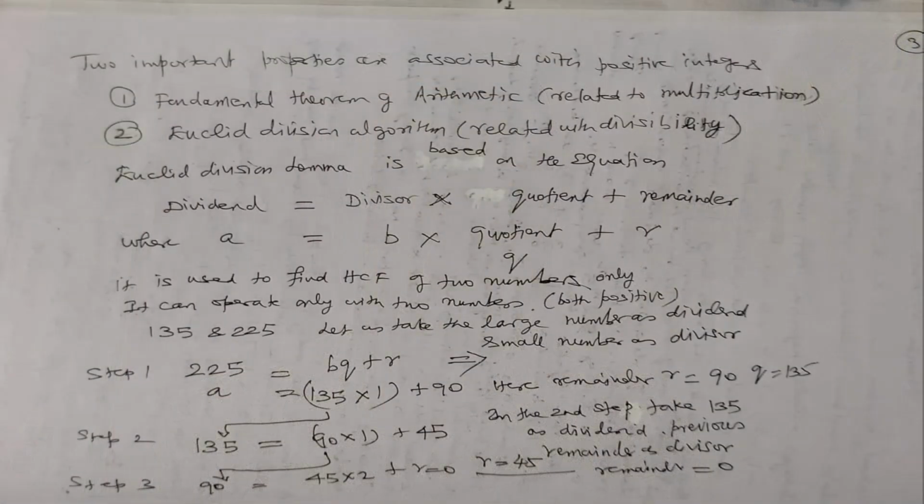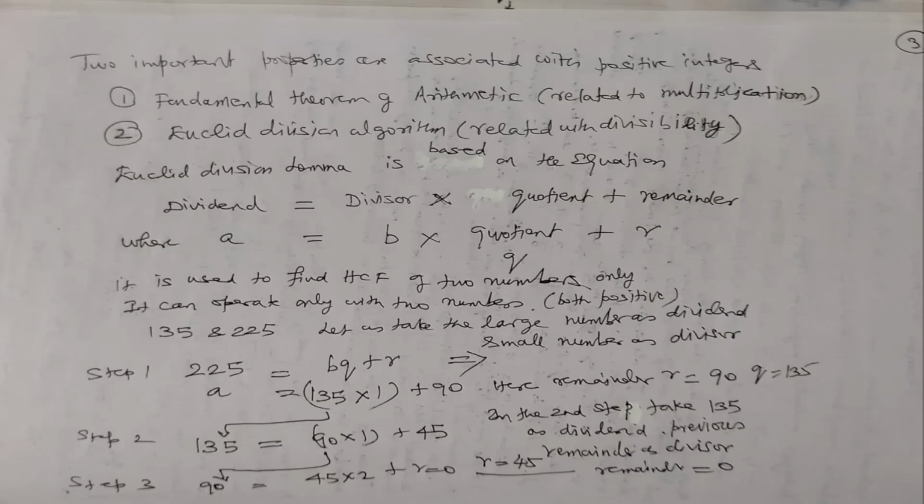Two important properties are associated with positive integers. One, fundamental theorem of arithmetic related to multiplication. Two, Euclid division algorithm related to divisibility. Euclid division lemma is based on the equation dividend is equal to divisor multiplied by quotient plus remainder, where A is dividend, B is divisor, Q is quotient, and R is the remainder. It is used to find HCF of two positive numbers only.